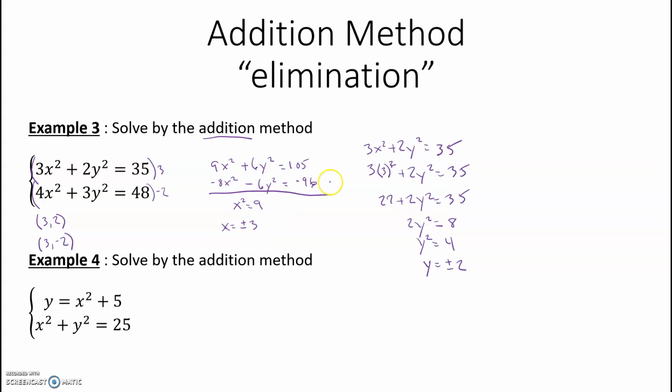Now, when you plug in that negative answer, that negative 3, understand once you square it, it's going to become positive 9, and this is all the same problem. So understand you're still going to get plus or minus 2 as your y values.